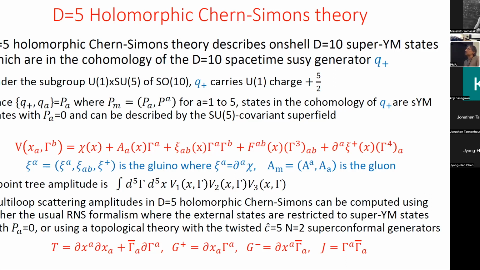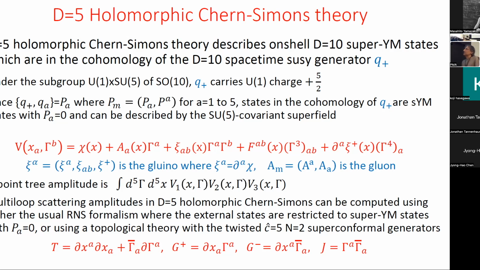So if we break the SO(10) down to U(5) times U(1), then we just choose one of the generators to carry the U(1) charge 5/2. And then we look at the cohomology, so the subset of states of super Yang-Mills which are in that cohomology.